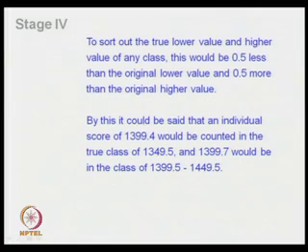By this, it could be said that an individual score of 1399.4 would be counted in the true class of 1349.5 to 1399.5, and 1399.7 would be in the class of this.